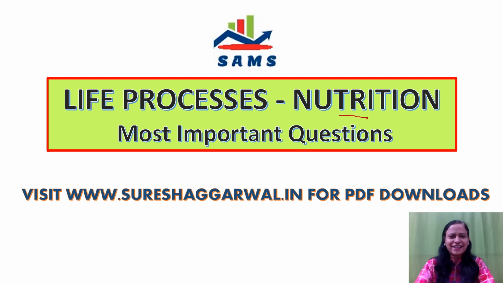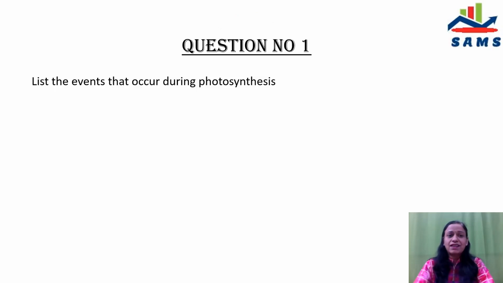Let's get started. So the question number 1 says, list the events that occur during photosynthesis. So till now in the junior classes, you have been just studying one simple equation of photosynthesis. But now in class 10, you are supposed to write the mechanism of photosynthesis here. So basically there are 3 points to be written in this particular question.